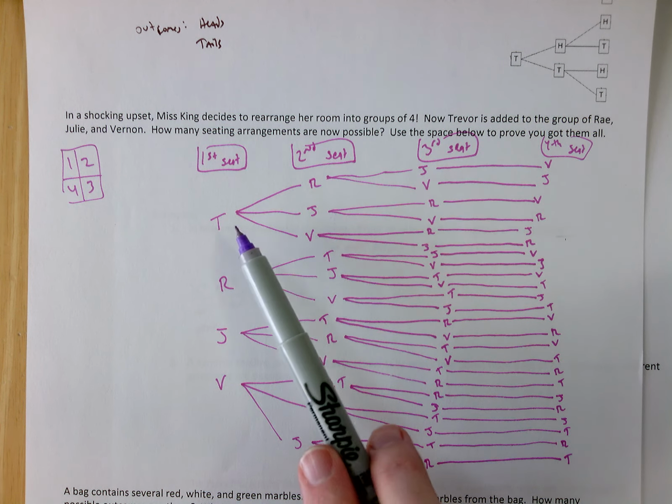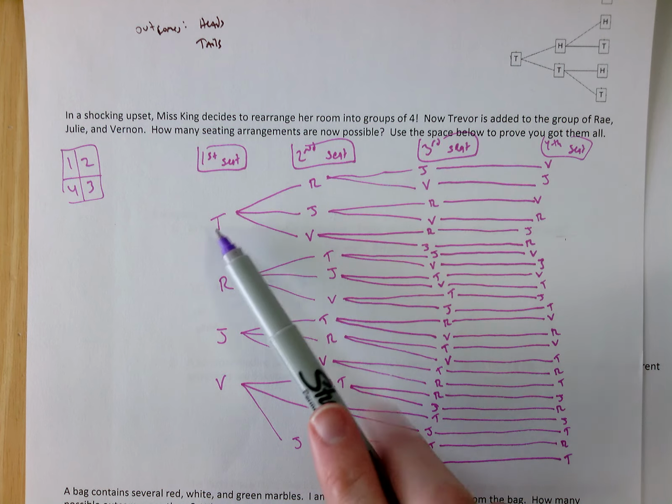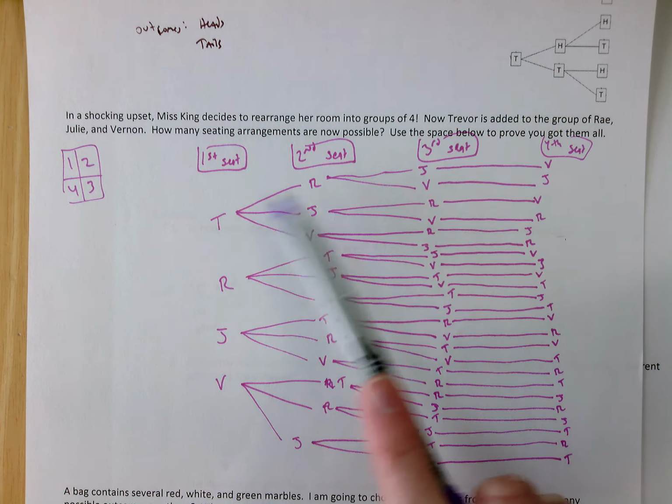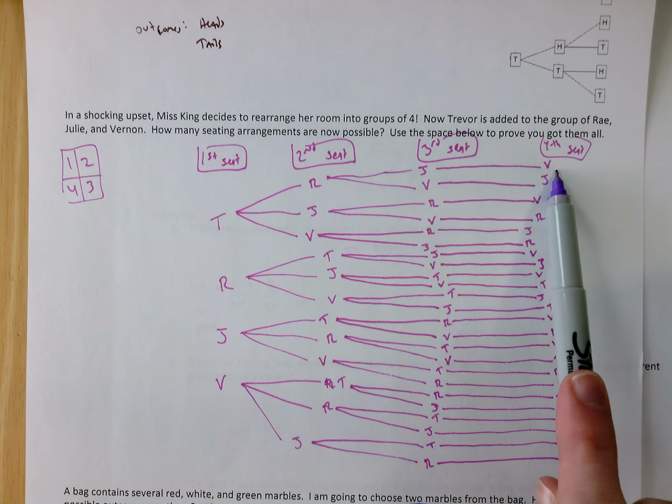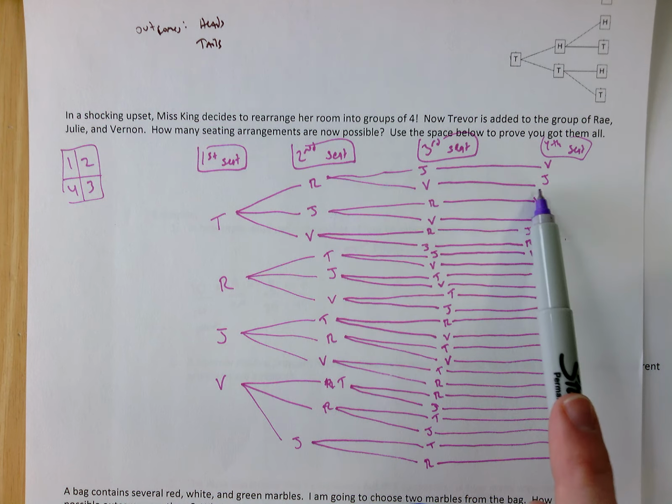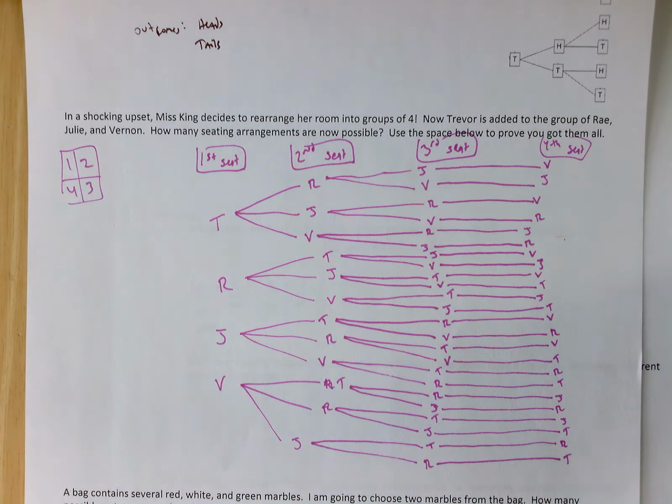If we suddenly say that the order doesn't matter, then there is no difference between TRJV versus TRVJ, right? So what we're doing is we're collapsing and figuring out how many different ways there are if we get rid of any kind of repeated set here. So let's think about this really quick.